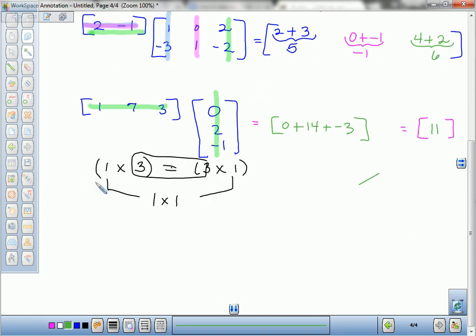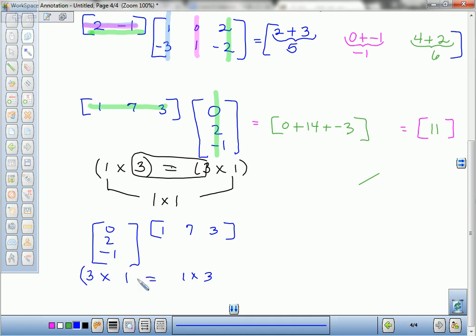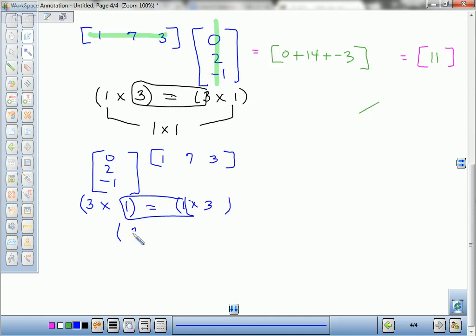Now, could I reverse this one? Yeah. Could I do it like this? And do 0, 2, -1, and 1, 7, 3? Yes, I can. Because this is the 3 by 1, and this is the 1 by 3, and those two in the middle still match, don't they? But what's my answer going to look like? It's going to be a 3 by 3, which sounds hard, but it's not.